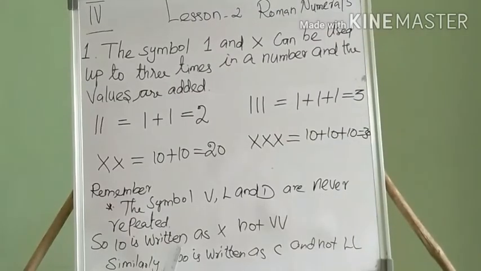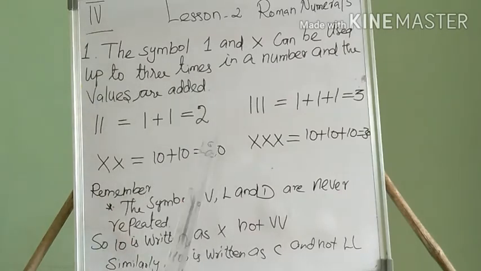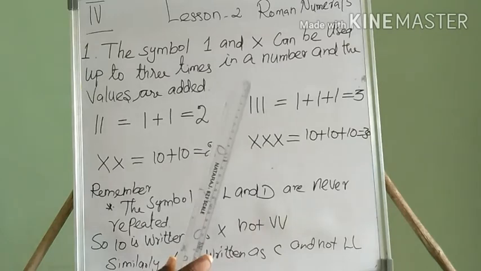Okay students, let me give some examples and the main important rules of Roman numerals. The first one: the symbols I and X, Roman letters 1 and 10, can be used up to 3 times. We can repeat them 3 times in a number. If you write any number from 1 up to 10, like 2, 3, 4, 5, 6, 7, up to 9, 10, we can repeat and we can add.